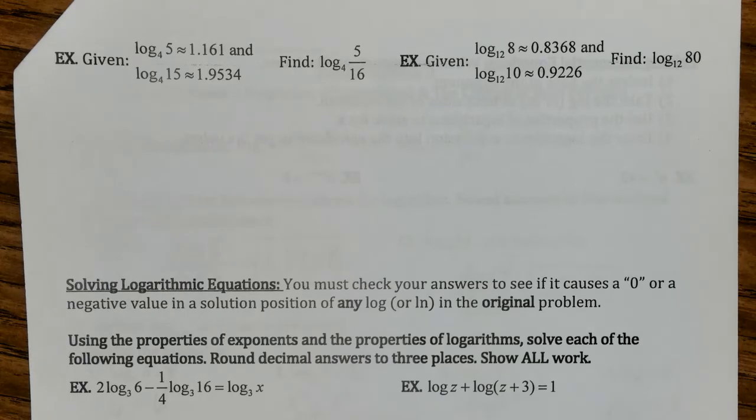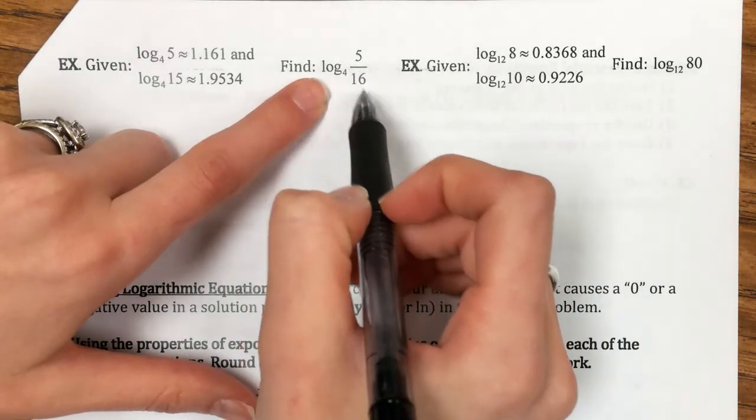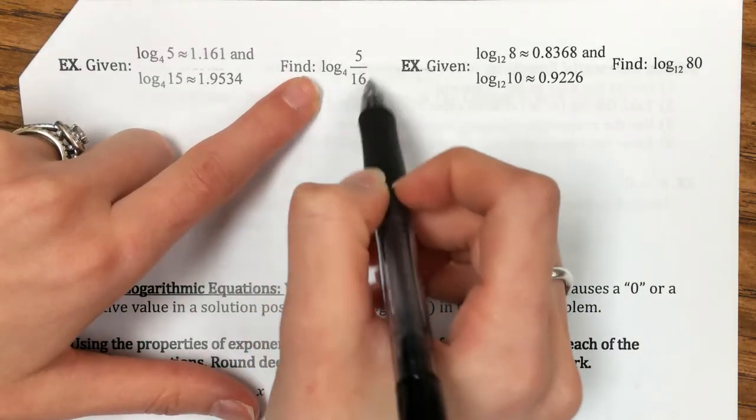So here I'm going to give you log base 4 of 5 equals 1.161 and log base 4 of 15 is equal to 1.9534. And we're going to find log base 4 of 5 over 16. Now I might give you something that you don't use, so don't get confused by that. I might give you more than enough information. You don't have to force it to use it. So if I have log base 4 of 5 over 16, how can I start with this?